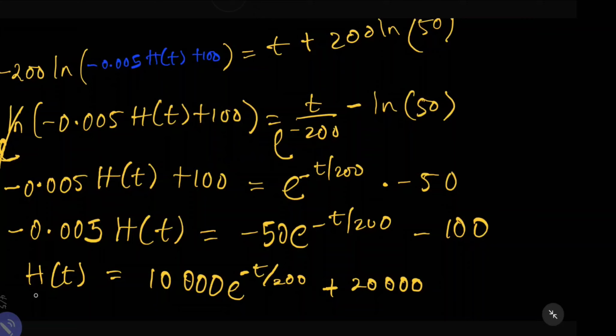The expression for the number of healthy students at any time in the semester is given by 1000 exponent raised to power minus t divided by 200 plus 20,000. So this is our answer.